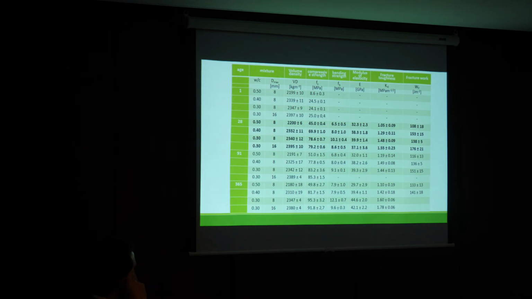Okay, here you can see some results. We obtained the results for volume density. This is the basic step. Then the compression strength, bending strength, modulus of elasticity, fracture toughness, fracture work, to obtain information about the static or quasi-static properties. It is given by day, the first day, of course, and in bold it means 28 days, and then we tested how the properties change in time. We tested after 3 months, and then after approximately 1 year.